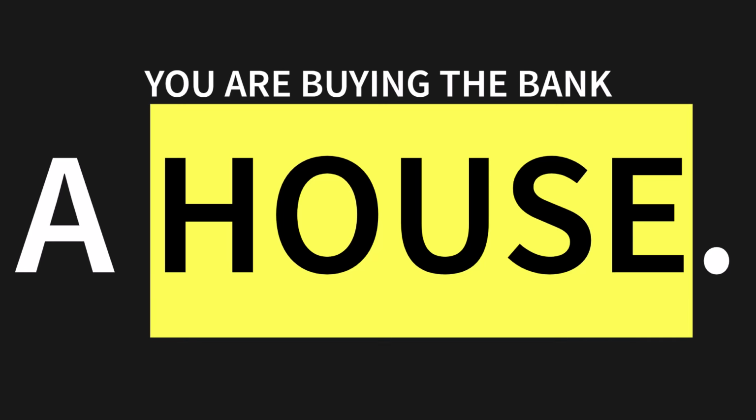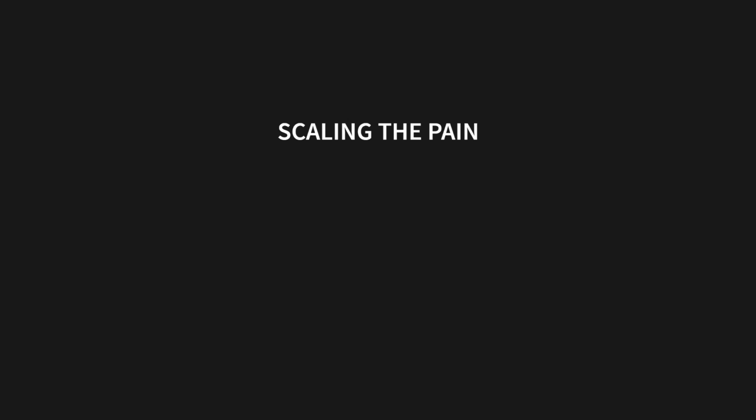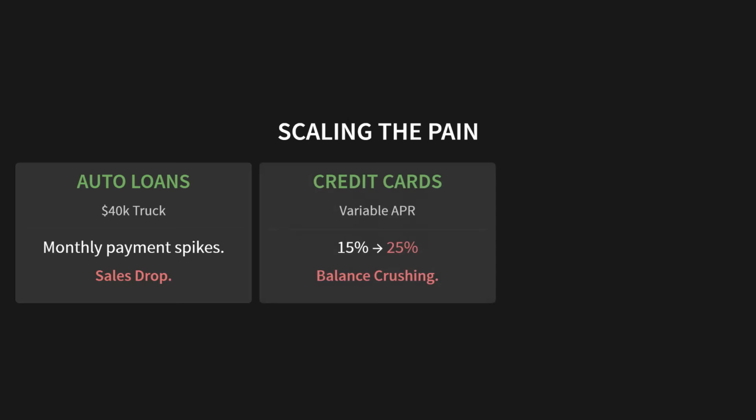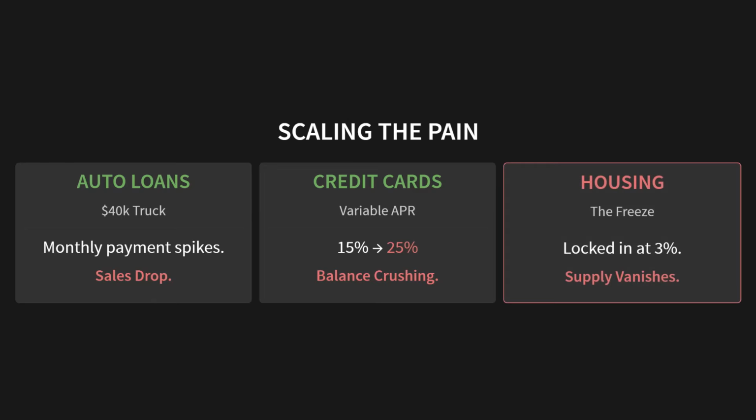Here's the brutal truth. You are buying the bank a house, and in return, they let you live in yours. Now let's scale the pain. This isn't just about mortgages. Think about auto loans. That $40,000 truck, the monthly payment spikes. Sales drop. Think about credit cards. Your variable APR jumps from 15% to 25%. Your balance becomes crushing. And this leads to something critical in housing, a phenomenon called the freeze.